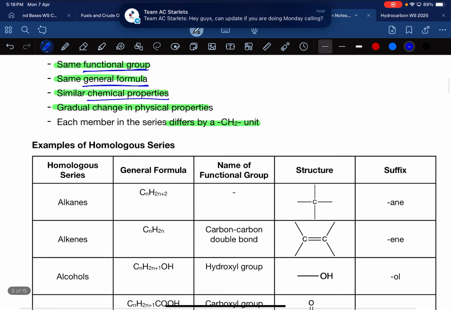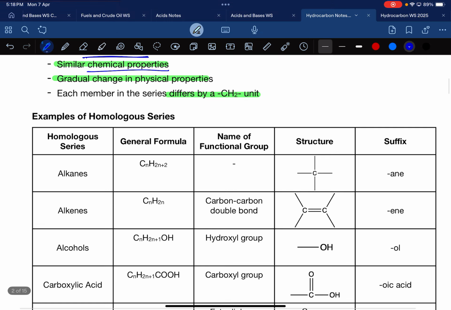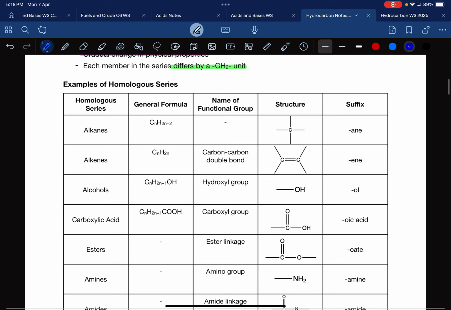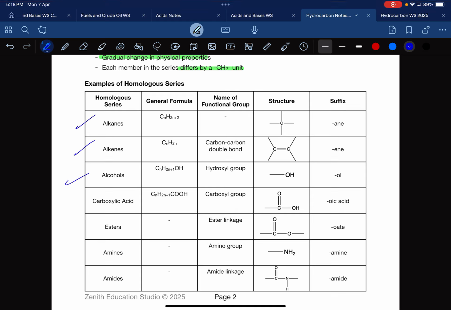Let's go through examples of functional groups and homologous series first. First one is alkanes. Within the O-level syllabus, we will go through this one, and this one.